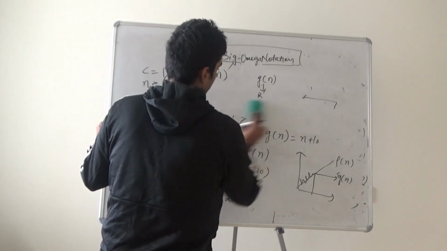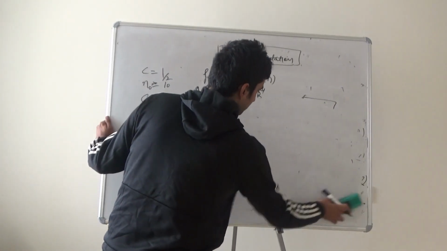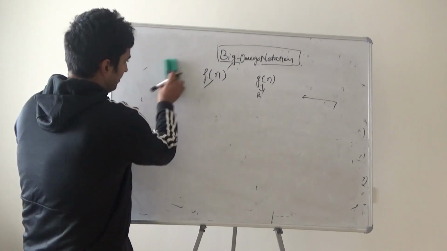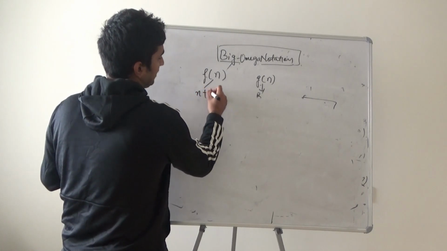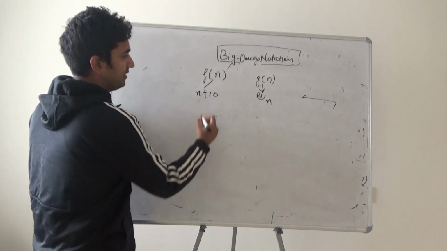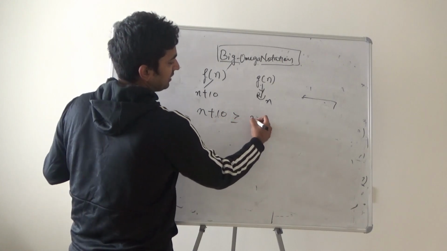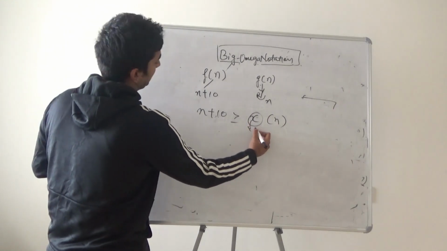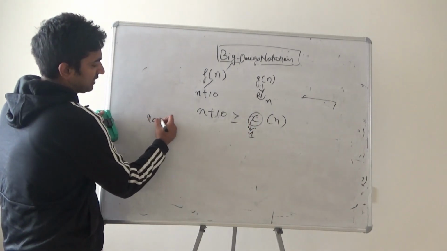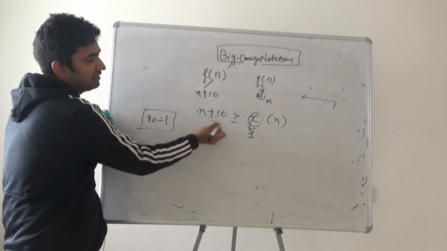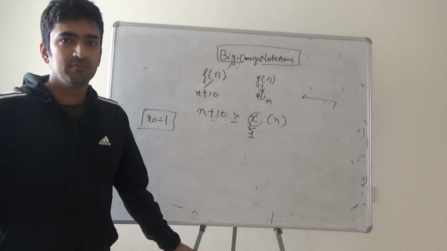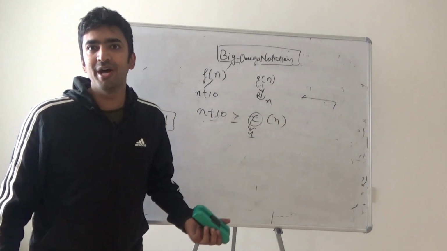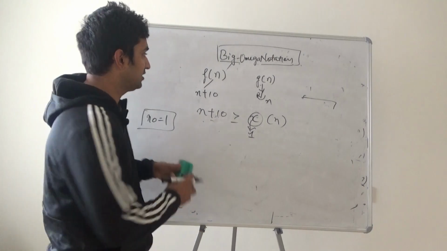So we have the next problem. We can take Fn as n plus 10 and Gn as n. I can clearly say that n plus 10 is greater than or equal to C of n. Clearly we can take the C value as 1 and the n value, n naught, as 1. This condition holds true, since 11 is always greater than 1. That's how the representation is done.